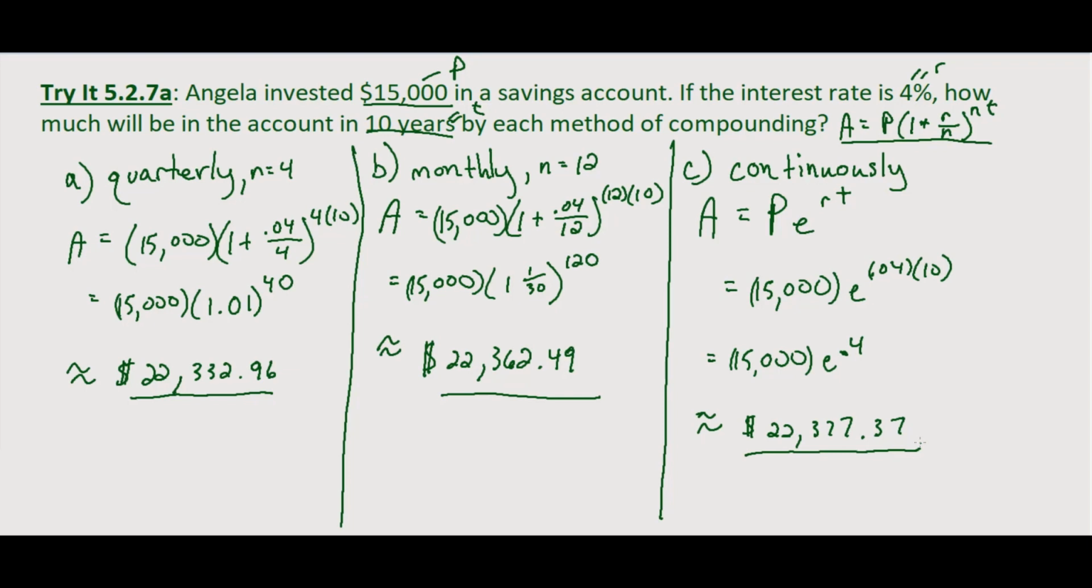So as you can see, increasing the number of times that we compound the interest in a given amount of time does make a difference, but it might not be as large as you think. We're looking at a difference of, if it's only compounded 4 times a year, $22,332.96, and if it's compounded continuously, it ends up being $22,377.37. So in each case, going from quarterly to continuously, the difference is less than $50.